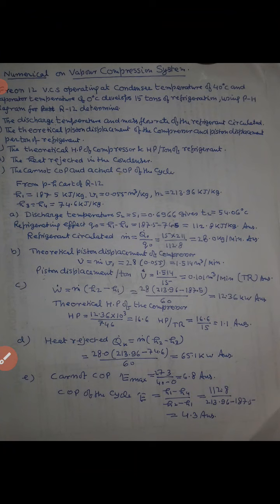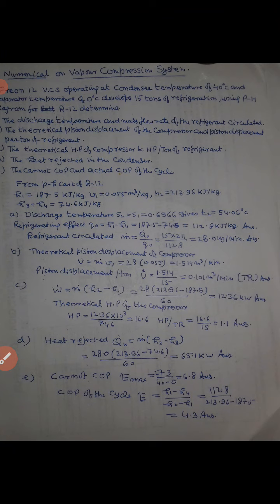Then fourth point, heat rejected in the condenser. How much heat is being rejected in the condenser, because condenser is the equipment where the heat rejection of the refrigerant takes place. Then the Carnot COP and actual COP of the cycle. Both things you have to find out.